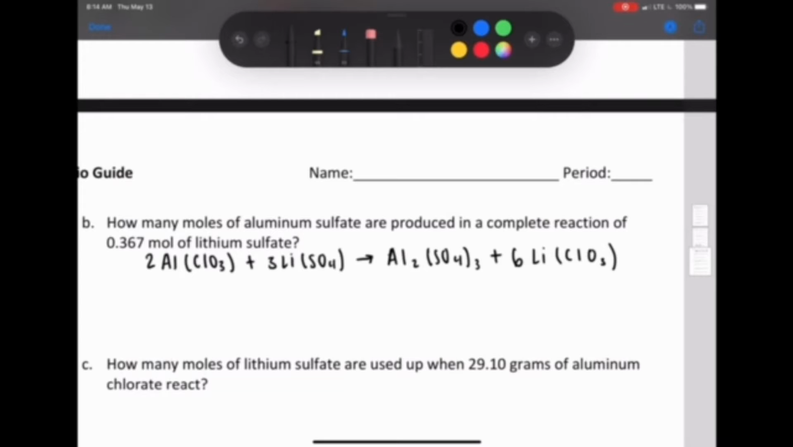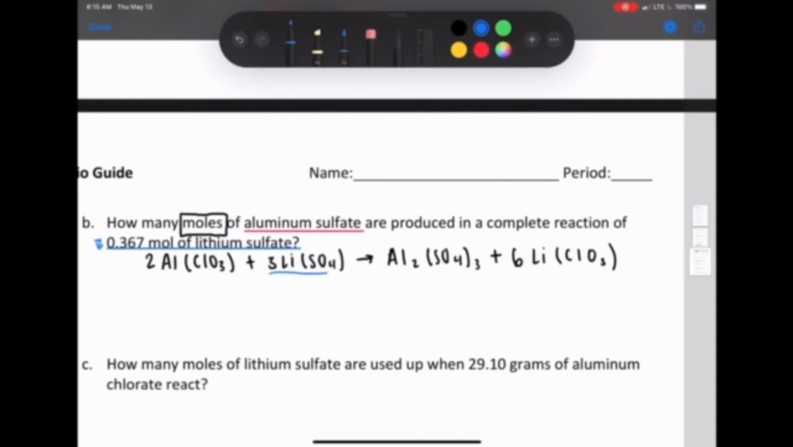Okay, so now we read: how many moles of aluminum sulfate are produced in a complete reaction of 0.367 mole of lithium sulfate. Okay, so I'm going to color code aluminum sulfate with red and lithium sulfate with blue. And we're looking for moles of aluminum sulfate. Okay, now that I know what we're looking for and what they give us, we're going to start off with what they gave us. So 0.367 mole of lithium sulfate.